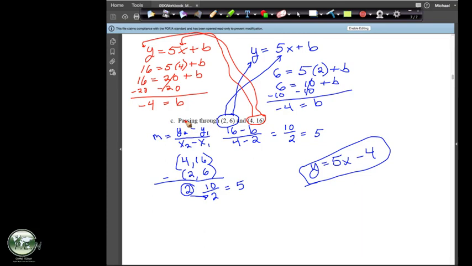I need 2 points to find a slope. Can't even talk about slope unless you have 2 points. 1 point you can't talk about slope. 2 points you can. You find it, and then you use them to find the y-intercept. And that's the end of the story. It's a very short story.